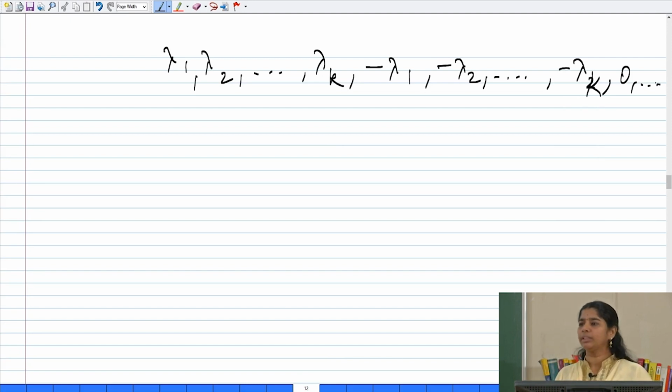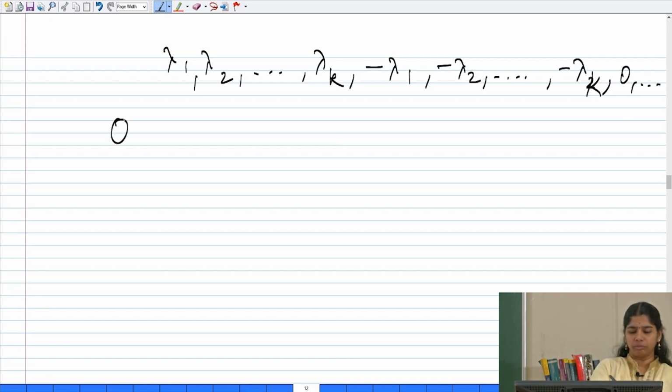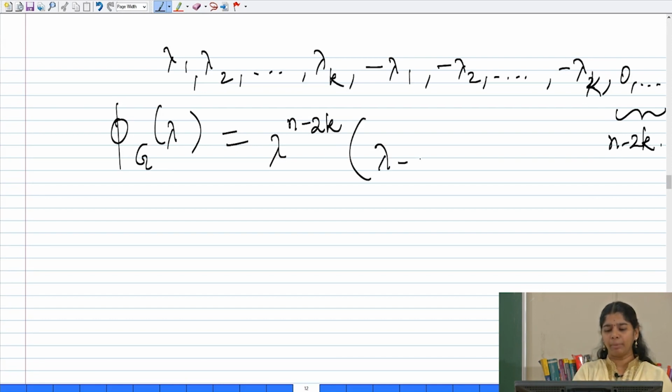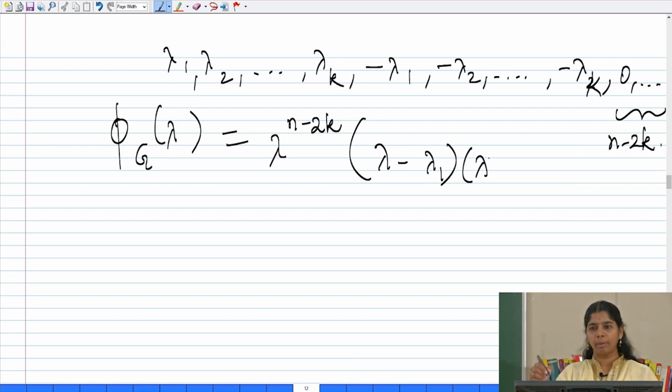what is the question that we want to show? We want to prove that the characteristic polynomial satisfies a certain thing. If I want to write this as a characteristic polynomial, how will I write it? What will be my phi G of lambda? Since there are n minus 2k zeros appearing, we will have lambda to the power n minus 2k, times lambda minus lambda 1. Similarly there is also an equal pairing, lambda minus of minus lambda 1, which is lambda plus lambda 1, will be there. So there will be this factor coming across. If I just write the factors and take the product, that is my polynomial.